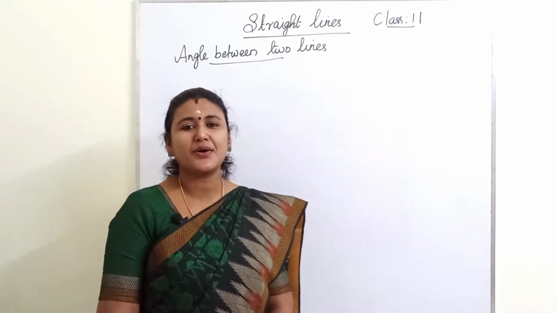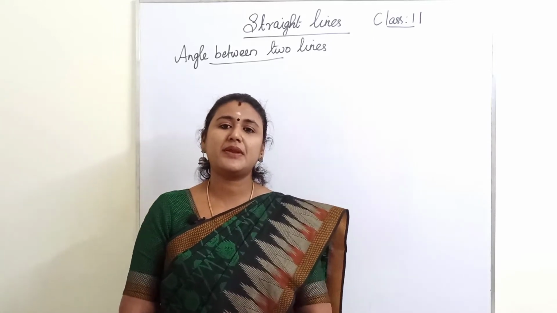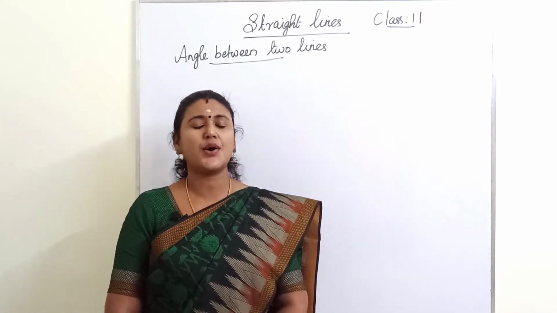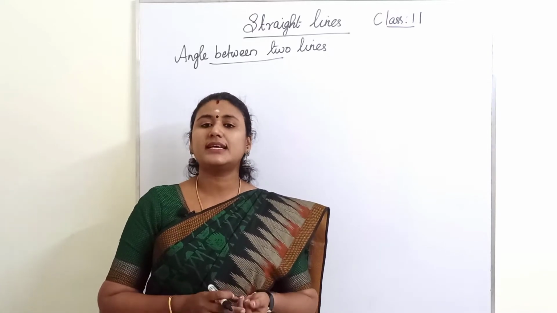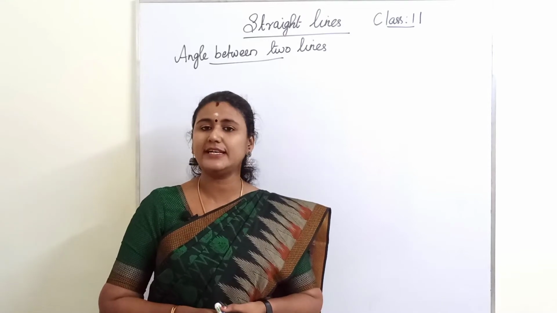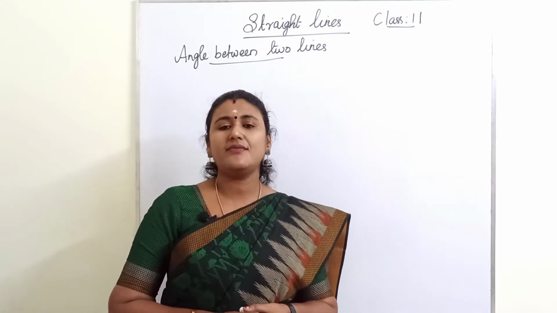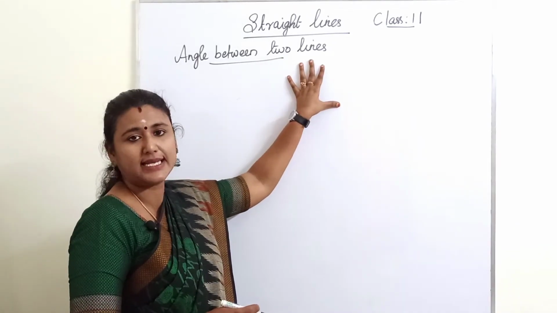In today's class we are going to learn the chapter Straight Lines of class 11. In our previous video we have learned how to find the slope of a line if the inclination is given, and the condition for parallelism and perpendicularity of lines in terms of slopes. Today we are going to learn how to find the angle between two lines.